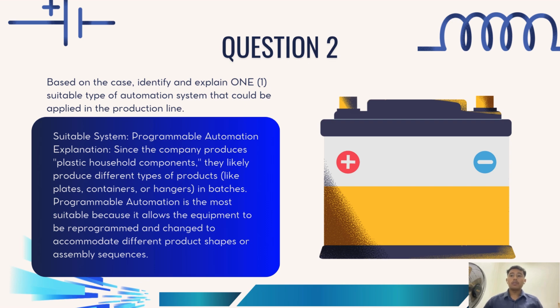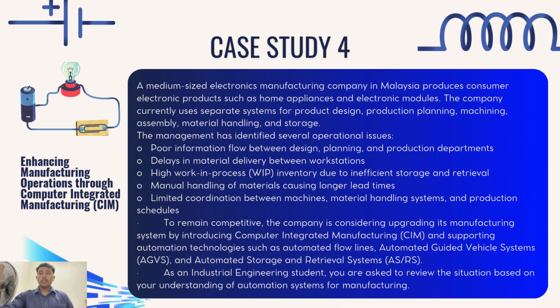So they produce in huge amounts. Programmable automation is the most suitable because it will allow the equipment to be reprogrammed and changed to accommodate different product shapes and assembly sequences.